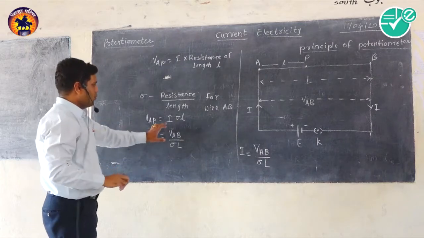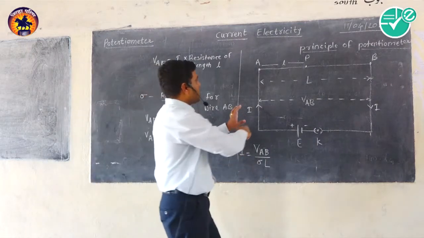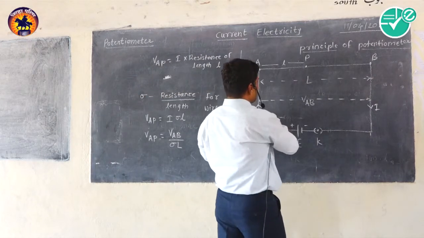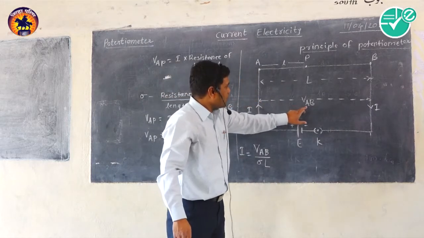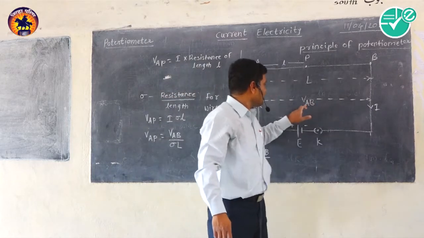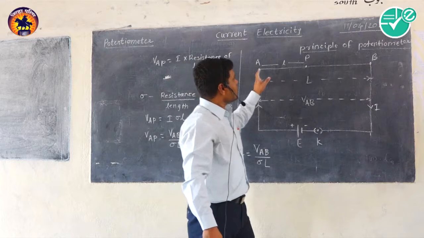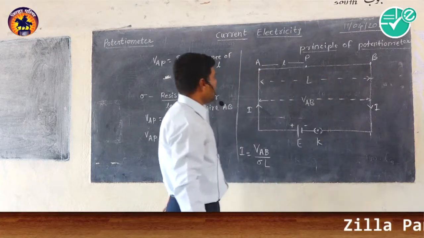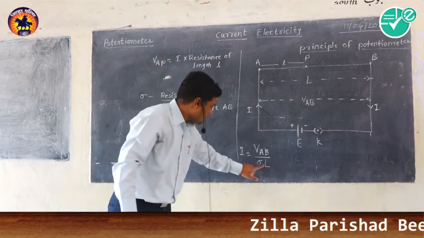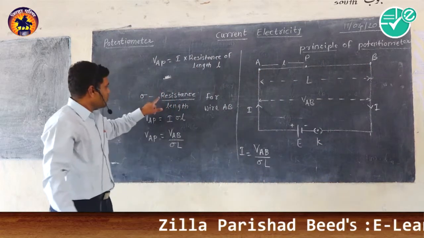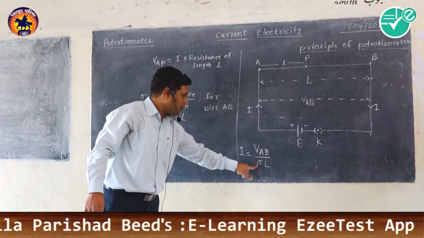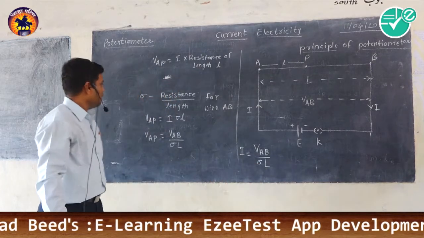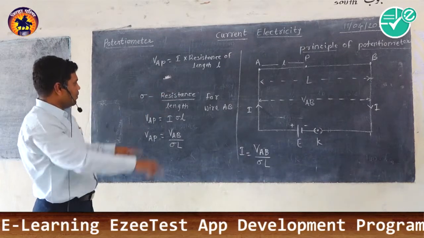This is the formula for current from this diagram, because the total current flowing through the circuit is equal to the total potential across AB, that is VAB, divided by the resistance of wire AB, which is given by sigma into L. Why? Because sigma is the resistance per unit length for wire AB, and if you multiply resistance per unit length by length, we get the total resistance of wire AB.